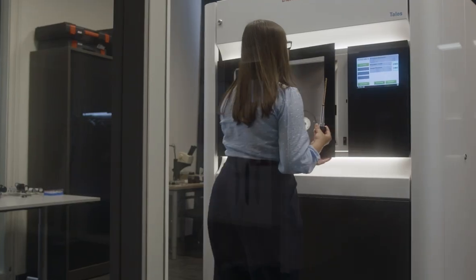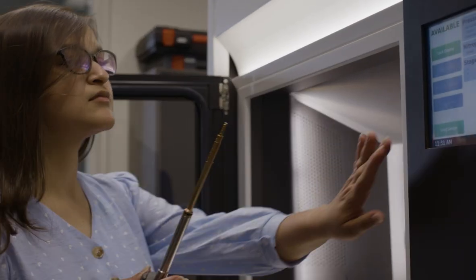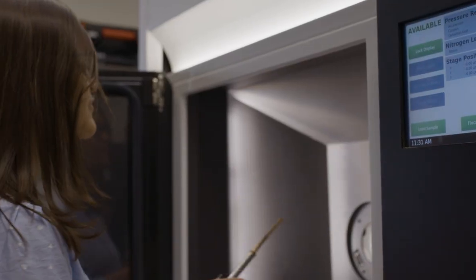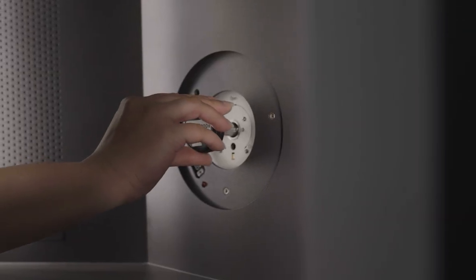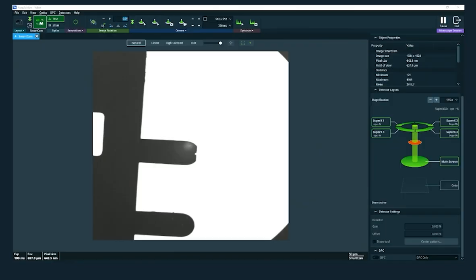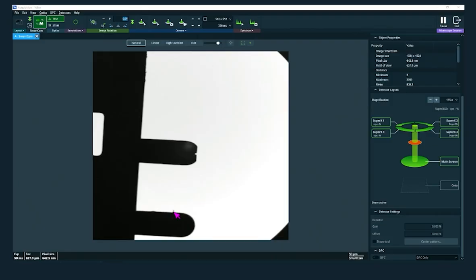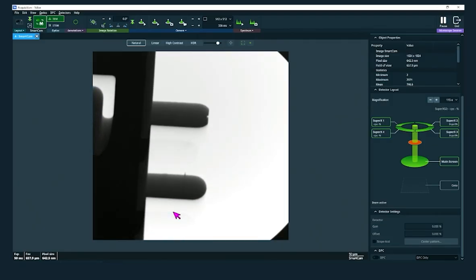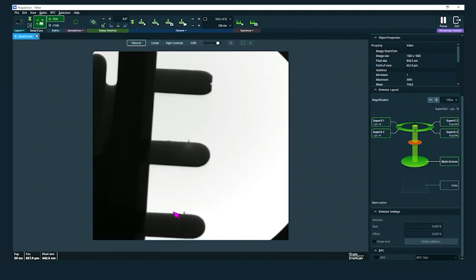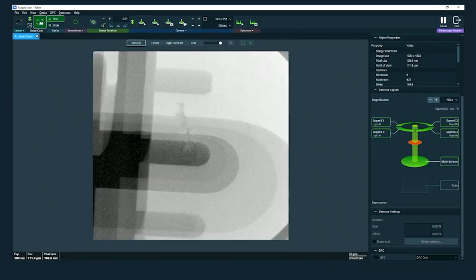First off, the Talos F200E STEM's rapid vacuum recovery and drift correction mean we don't have to wait on the system to get started. On our FinFET, we begin by easily navigating on the sample while maintaining feature centering from grid overview to high magnification region of interest.